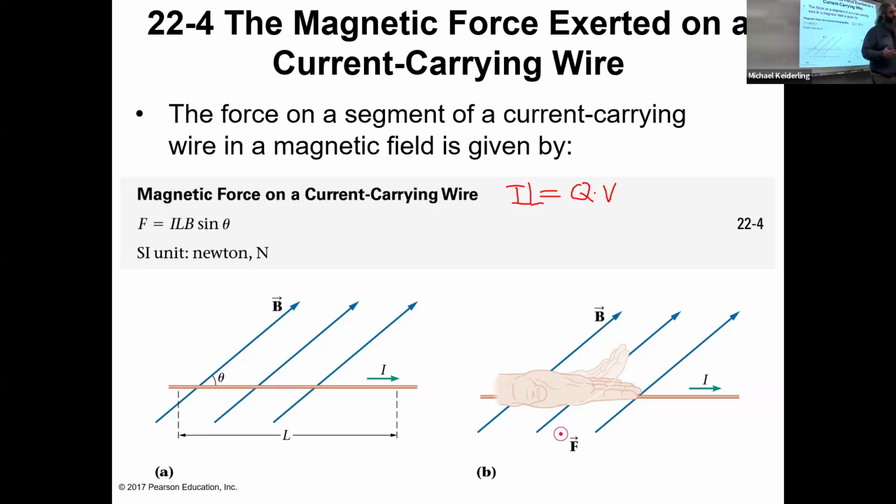And again, that works with a right-hand rule. Point your fingers in the direction of the current, bend them in the direction of the magnetic field, and your thumb points in the direction of the force.